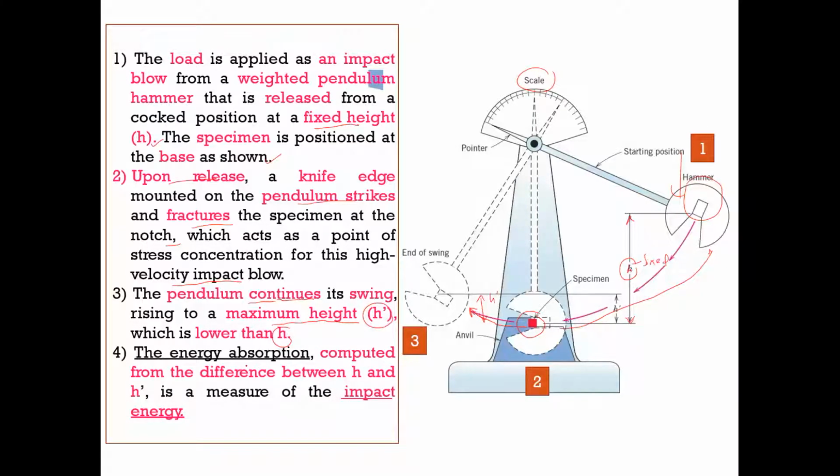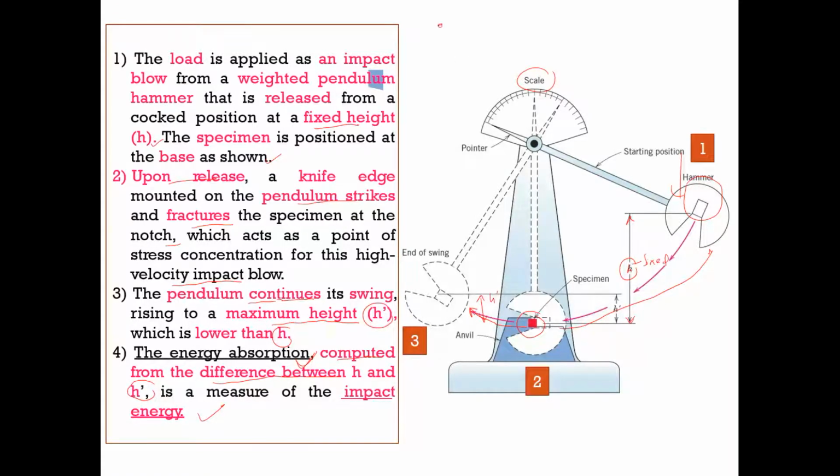So where can we measure the energy absorbed? Where is the impact measurement? The energy absorption is computed from the difference between H and H prime, so it is a measure of the impact energy. How is this measurement done? Here we have this scale. I will try to make it simple.